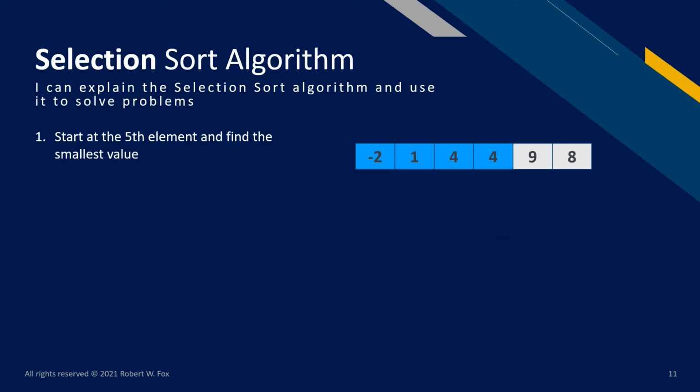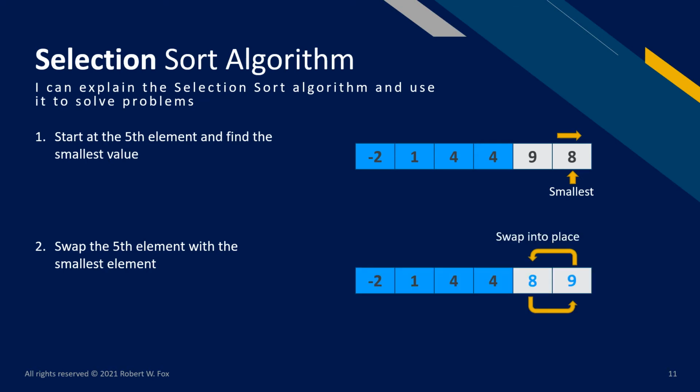Now, everything has been put in order except the last two elements. So starting with the fifth element, we will search for the smallest, and in this case, that's an 8. And so our final step to put these in order is going to be to swap the fifth element with the smallest element. So the 9 and 8 will switch, and now our array is in order.